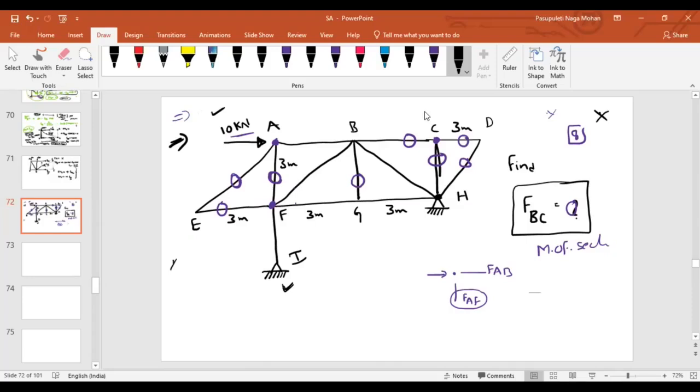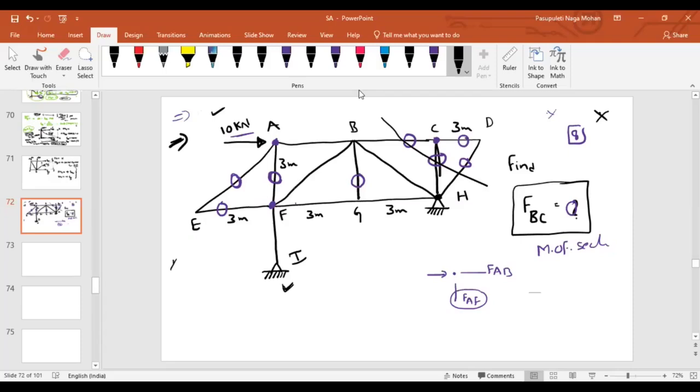Taking that, cutting the section along members BC, CH and DH, sir. If we do so, we need not consider the reactions. But you have to see one thing. Yes, no need. This way, we can find the member force in FBC, that is equal to 0, sir.